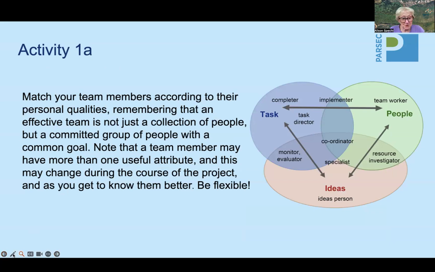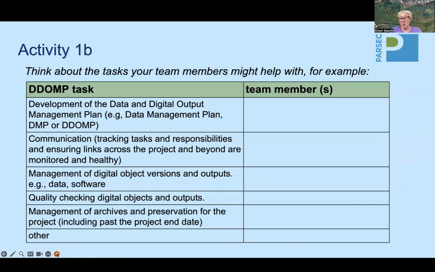Implementers, completer, ideas person. And remember that ideas person isn't necessarily a team worker, but they may put a spanner in the works and make people think, which may be useful, whereas the evaluator or monitor might just be watching how things are going. And you really do need a completer. So you need someone who's going to make sure you're not just talking, you're actually producing. That's a really interesting task. So you may want to add more, but on the left of this table, I have the DDOMP tasks. Think about your team members and who you might suggest or nominate against these tasks to help you.